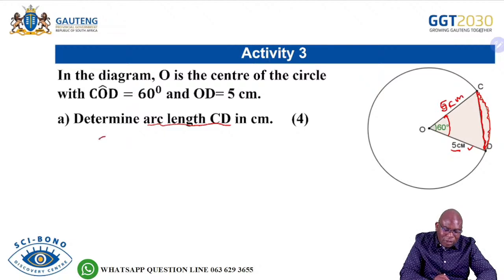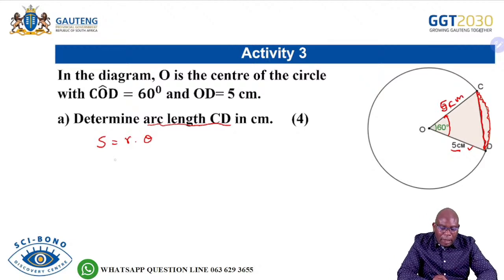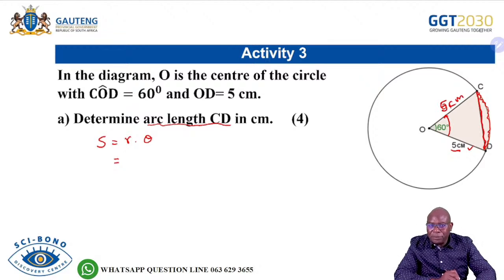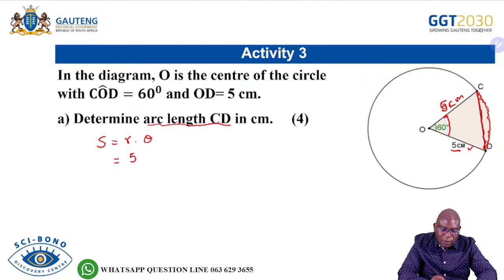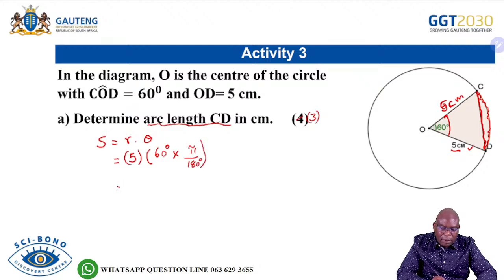Remember, the arc length is going to be S equals R multiplied by theta, of which theta must be changed to radians. Then I'm going to have my R. My radius is given there, it's 5 centimeters. That question there should be 3 marks, sorry. Now I need to change my 60 degrees to radians, which is pi over 180 degrees. Now I need to find the answer there. My answer is going to be 5,24.